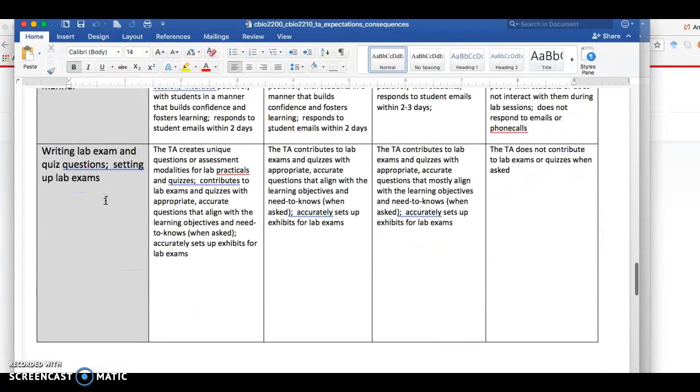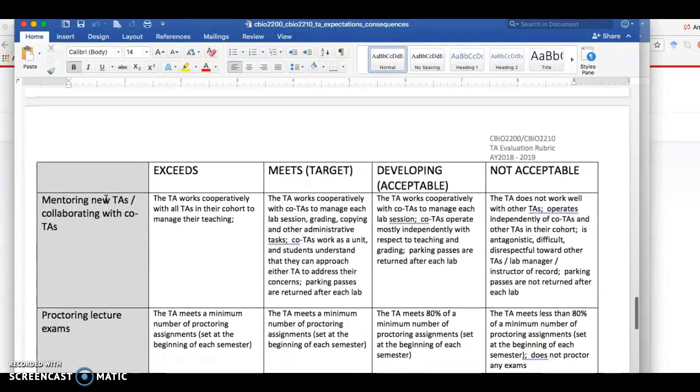We expect our TAs to assist with writing lab exam and quiz questions and also with setting up the lab exams. This can be kind of an onerous responsibility, particularly in big lab sections where we have many students that are coming over the course of an entire week. From an academic honesty perspective, it's very helpful to have more than one version of an exam, and that takes time, and more hands make that less onerous.